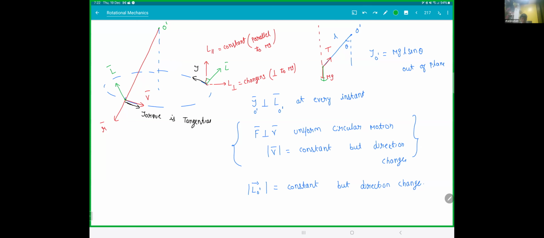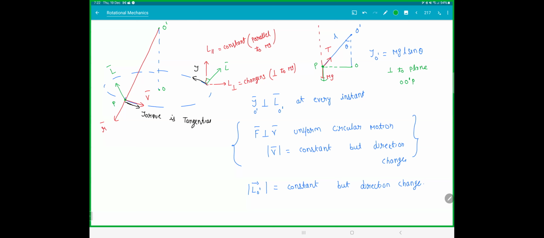I know it can be a confusing diagram. This is O, that is O dash. So the torque is perpendicular to this plane, the plane of O, O dash, and that mass M. Let's call it whatever the particle is. So this was O, O dash, and this was the particle.